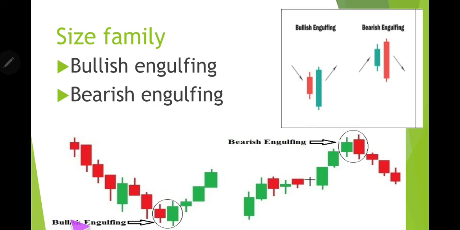So this is an example of a bullish engulfing pattern. You find that towards the end of a downtrend, you get one candle, this green candle, that engulfs the entire range of that red candle. So this is a strong reversal pattern to the upside. And then the bearish engulfing, you find that on top of an uptrend or at the resistance of that uptrend, you'll get one candle which engulfs the entire range of that green candle. This is a strong reversal signal to the downside.